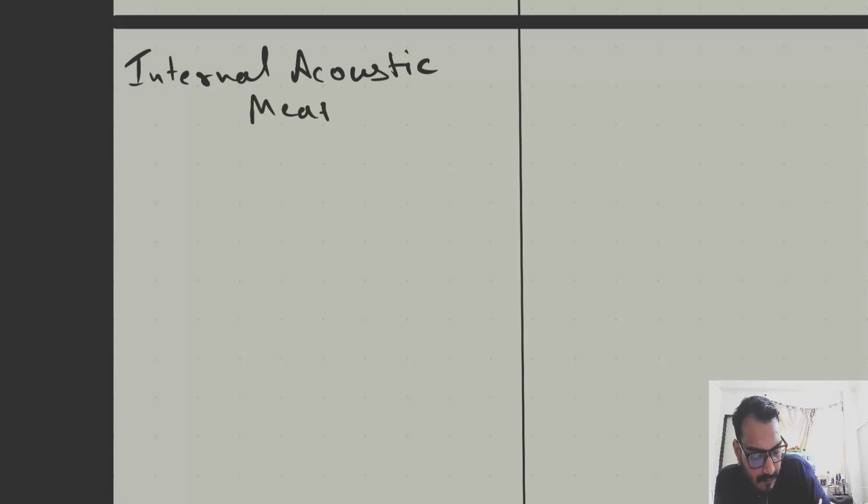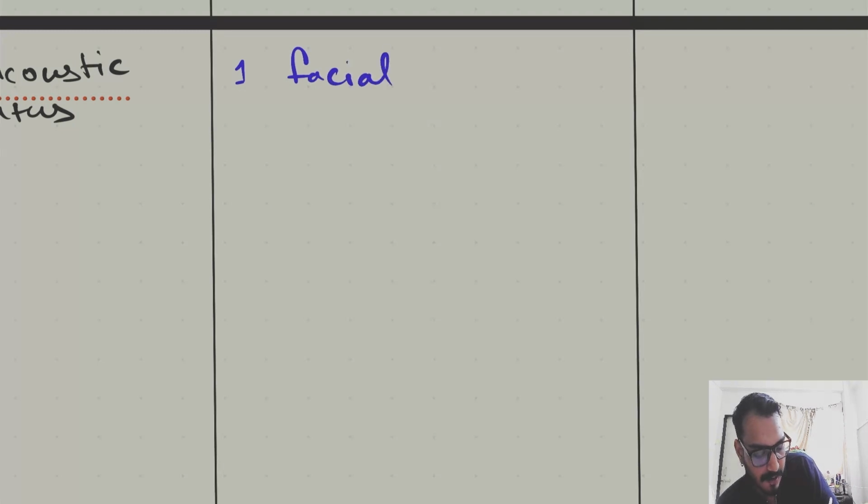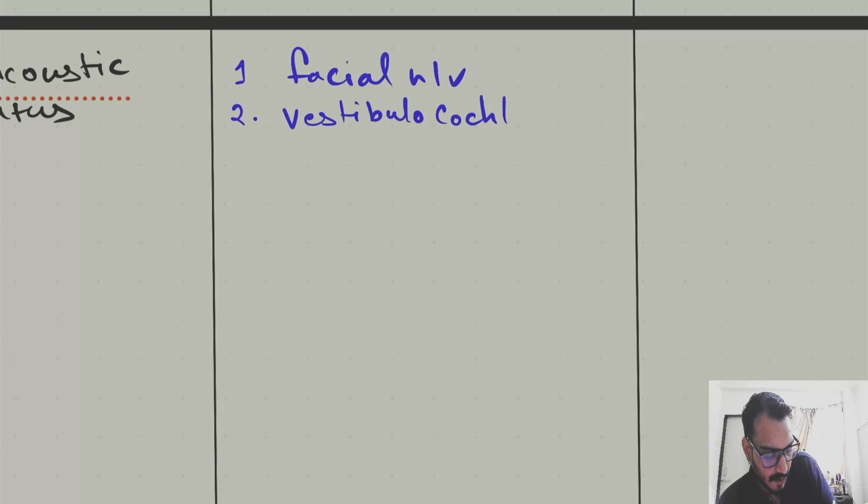What is the next one, guys? Next one is the internal acoustic meatus, which is situated at the end of the temporal bone. From this internal acoustic meatus, three special structures come out. The first one is the facial nerve, the second one is the vestibulocochlear nerve, and the third one is the labyrinthine artery.